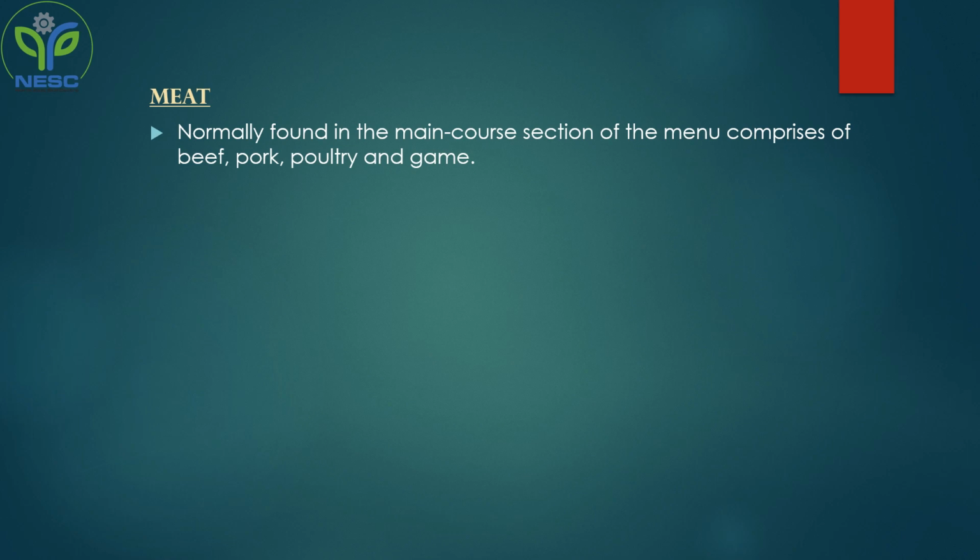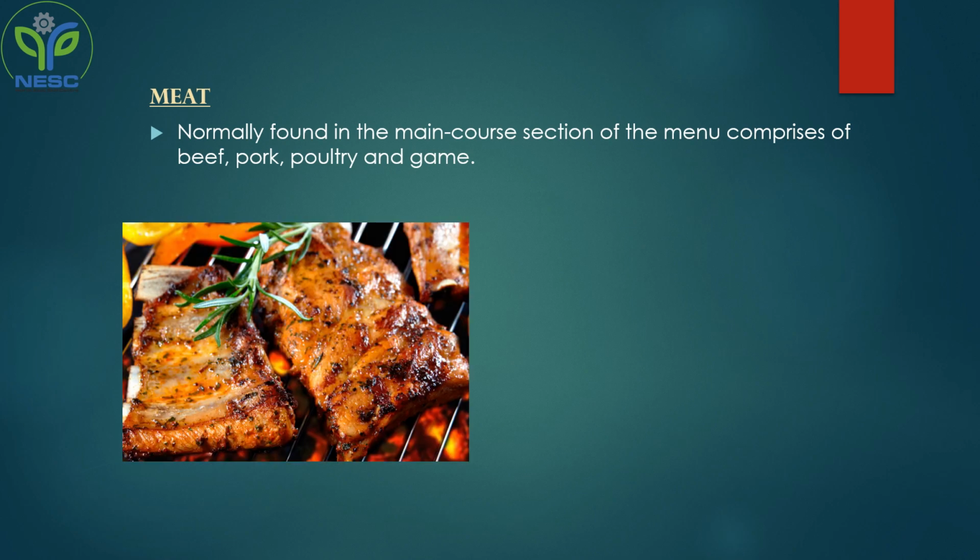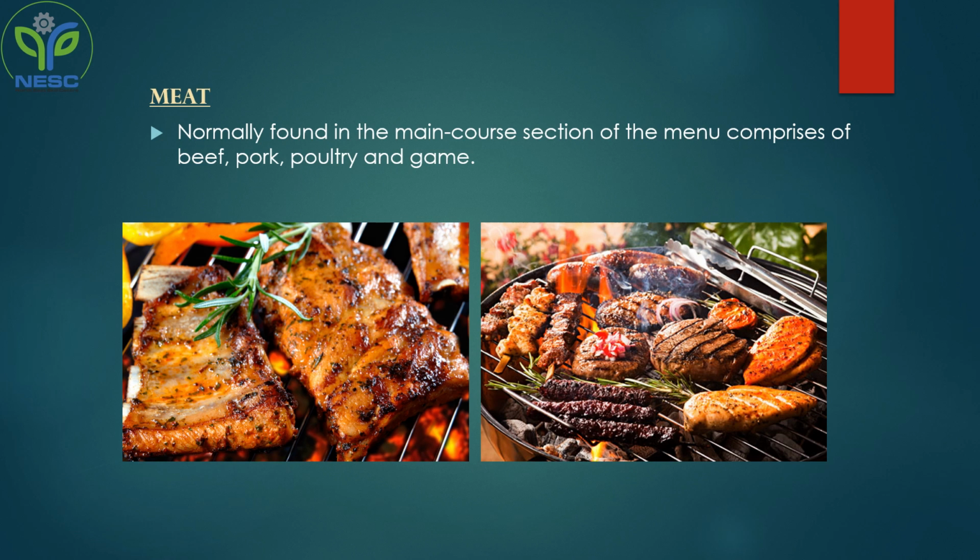Next is meat. They are normally found in the main course section of the menu, and comprise beef, pork, poultry and game. Game is again a wild bird eaten by humans. These are the two pictures of meat being barbecued.